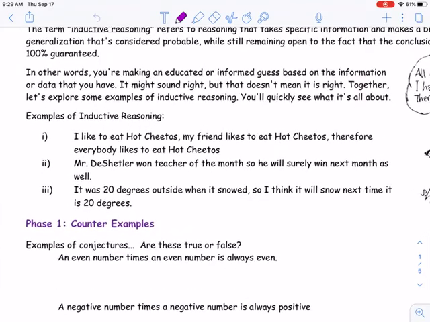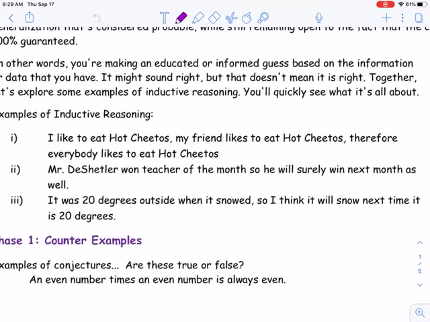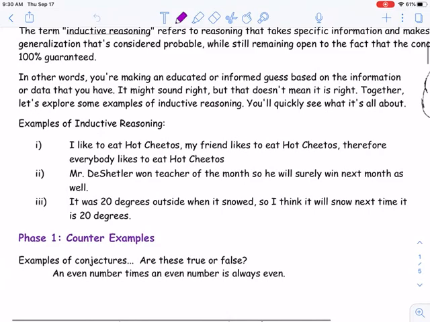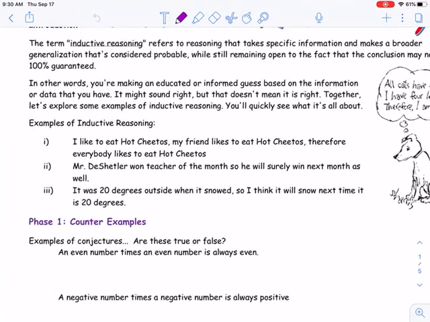All right, so examples of inductive reasoning. I like to eat hot Cheetos. My friend likes to eat hot Cheetos. Therefore, everybody likes to eat hot Cheetos. All right, it's a fact that people love Flaming Hot Cheetos, but it's a fact that not everybody likes Flaming Hot Cheetos. So you can see that just because you like Cheetos and your friends like Cheetos doesn't mean everyone does.